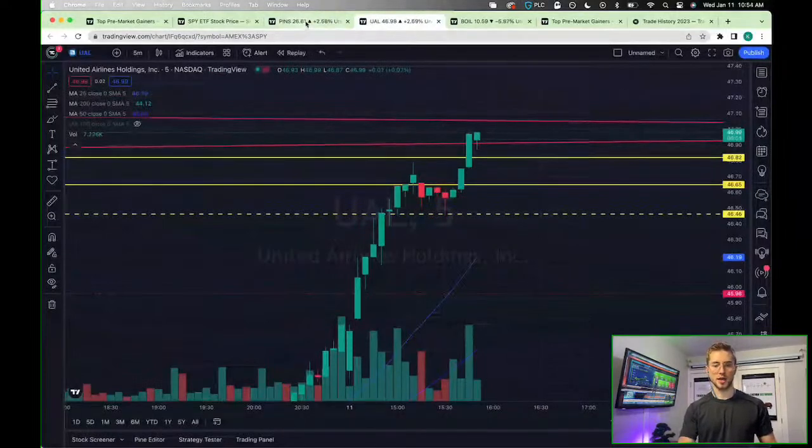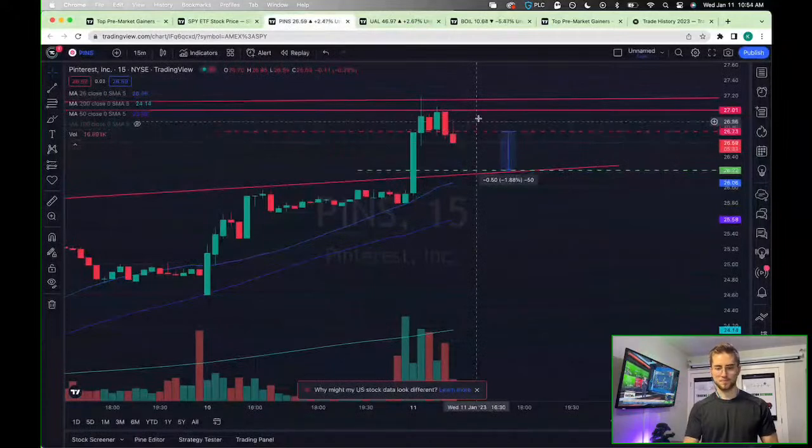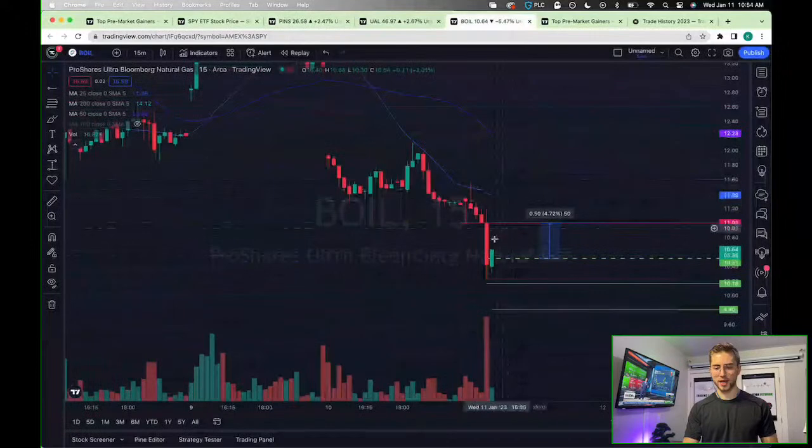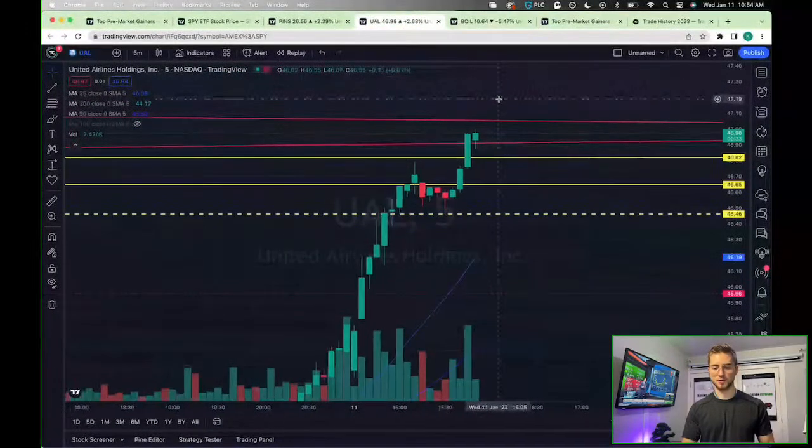UAL has not hit that level. Look at pins come in now. This is a good potential opportunity as the dollar continues to push. The spies come in. UAL has not hit that level yet, but very close. Boyle, we're getting a nice pop on Boyle. Look at this move. 11 is the sell, or 10.59 in around that area. Pins is coming in nice and sharp now. We are in the money nicely on pins.